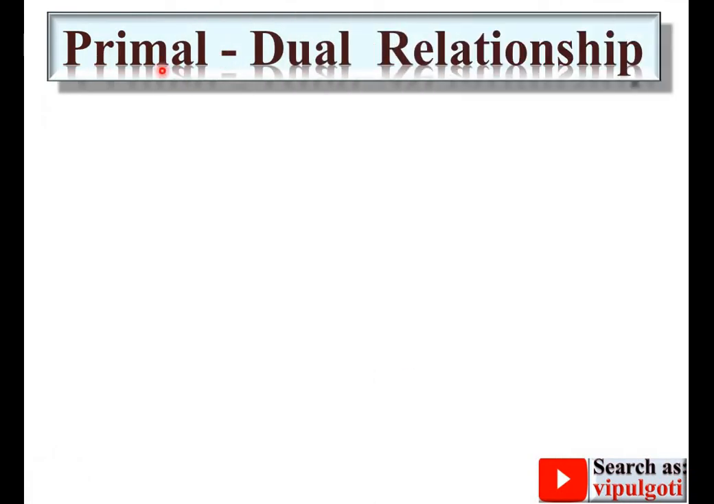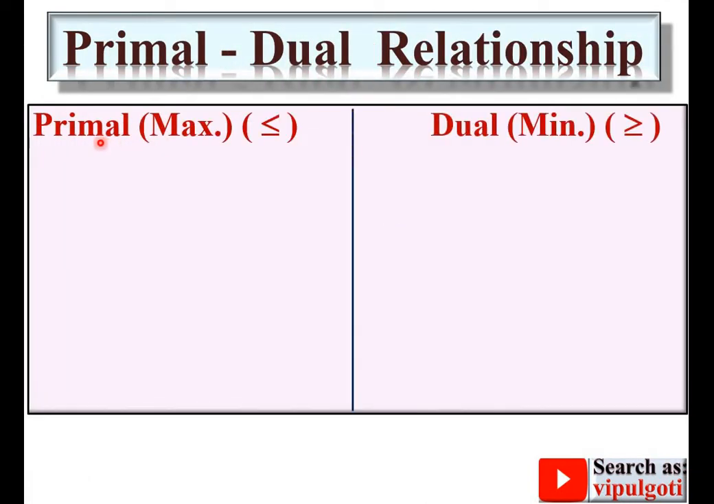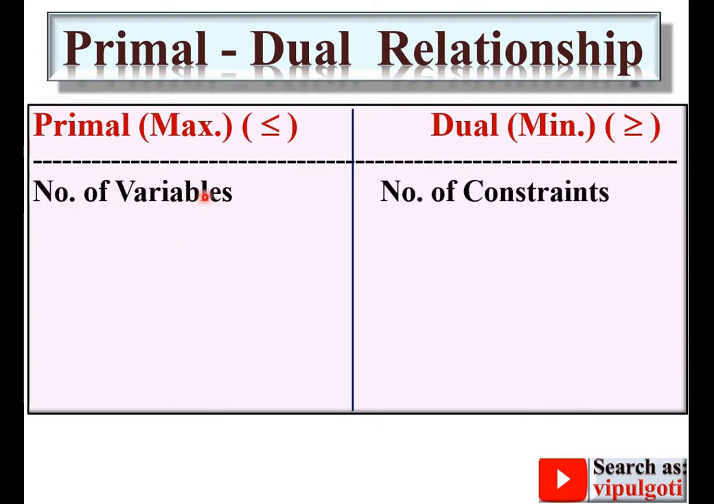First you have to remember this primal dual relationship. So if the primal problem is maximization type, then your dual problem must be minimization type. And as we have discussed earlier, for the maximization case all the constraints must be less than or equal to. And here you can see for the minimization problem all the constraints must be greater than or equal to. The number of variables in the primal problem must be equal to the number of constraints in the dual problem. So if in the primal problem decision variables are 2, then in the dual problem constraints must be 2.